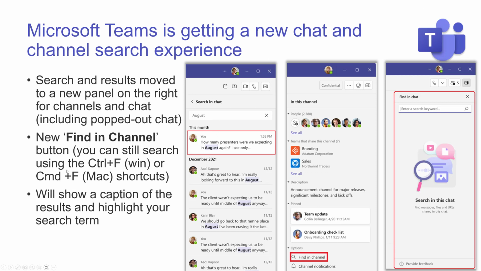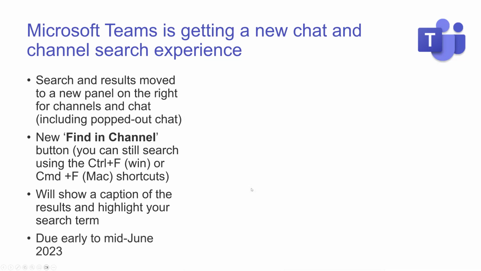And this last one here, it will show a caption of your search term. So you see here that the term August has been highlighted, just to make it obvious to you why that result is being shown. Due early to mid-June, so anytime now, folks. It might seem like a small one, but I think that's going to take one of the rough edges off Teams.